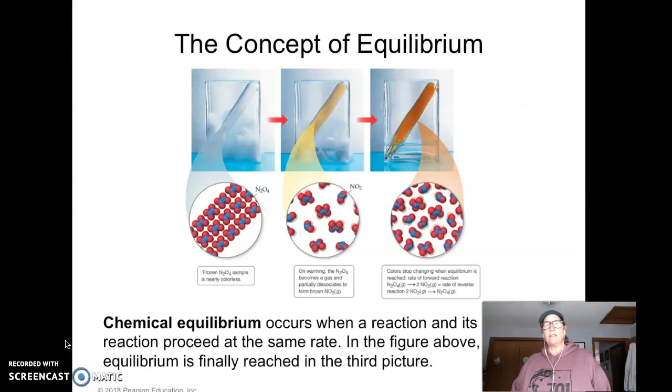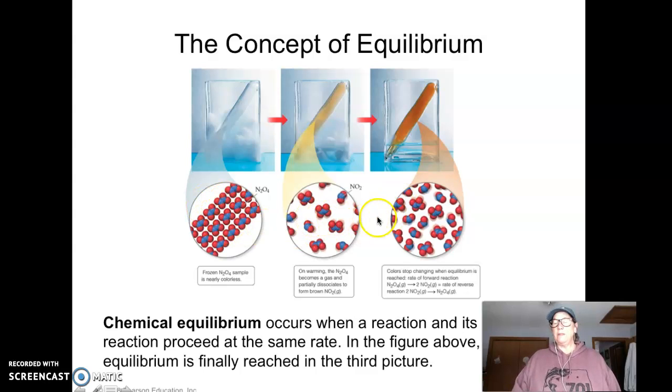Okay, so here's the concept of equilibrium. Here we have N2O4, and we're reacting and we're making NO2. Okay, the equilibrium occurs when the reaction and its reverse reaction proceed at the same rate. So I'm producing these, but as I'm producing these, some of them go back. So the reaction goes back and forth. When it gets to the point where this amount and this amount aren't changing.